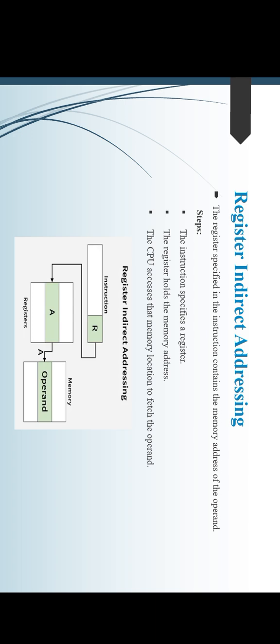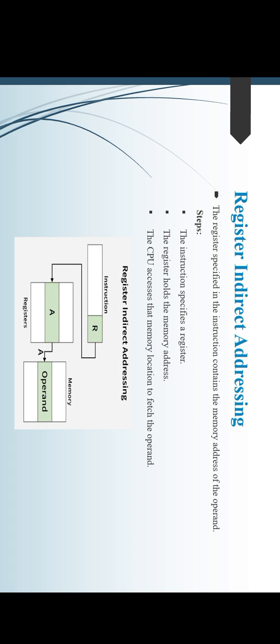Okay, next type is register indirect addressing. In this, the register specified in the instruction contains the memory address of the operand. The steps are: the instruction specifies the register that holds the memory address. The CPU accesses that memory location to fetch the operand. Register indirect addressing is an addressing mode where a register contains the memory address of the operand.